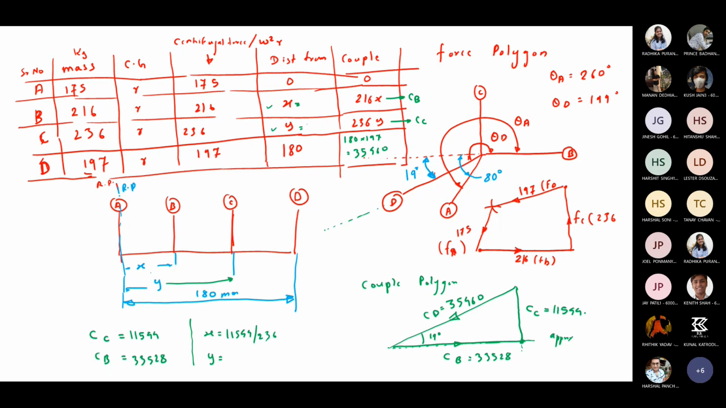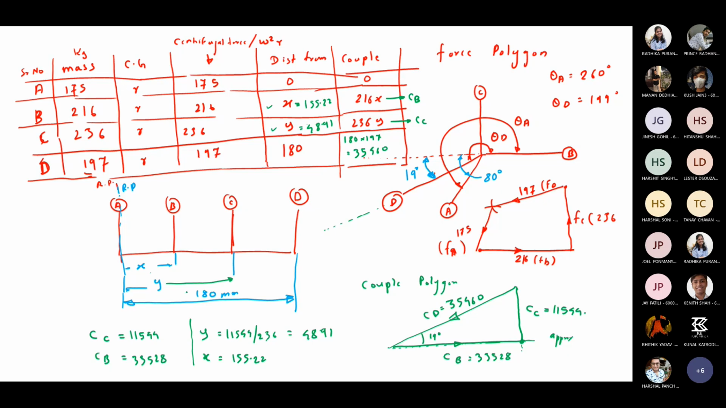11544 divided by 236. So this is y and this is x. This is 48.91. So y is 48.91 and x is 8 divided by 16. That is 155.2. All right. So what does this indicate?